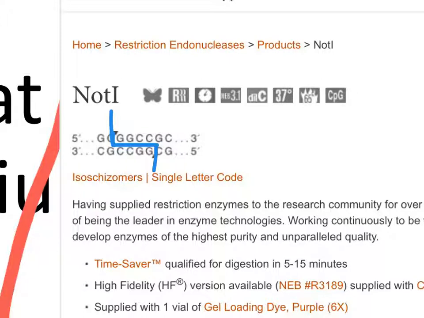And for those of you that really wanted to know, this is what sticky ends are when the cut isn't blunt. When it's a staggered cut like this, this creates something called sticky ends that we may talk about at some point in the future. So that's how I figured out what enzyme recognizes that DNA sequence.